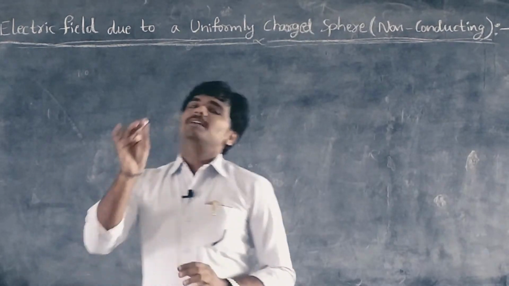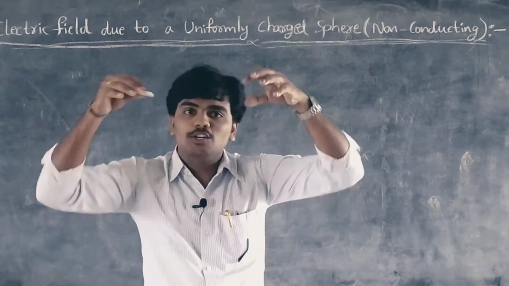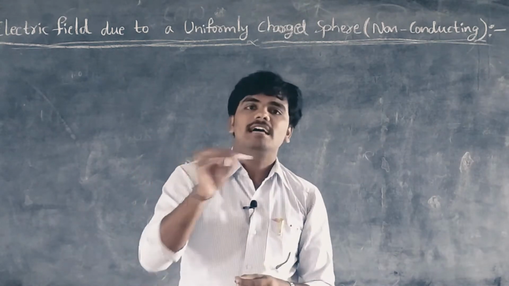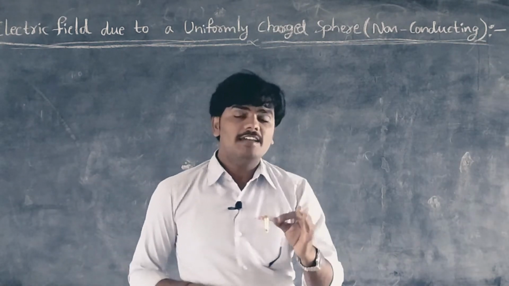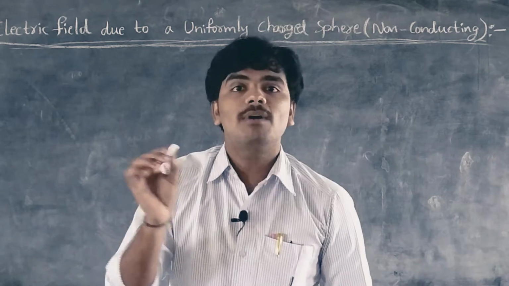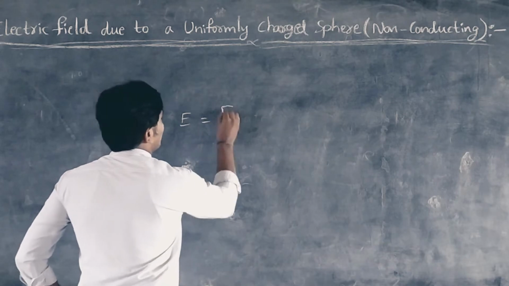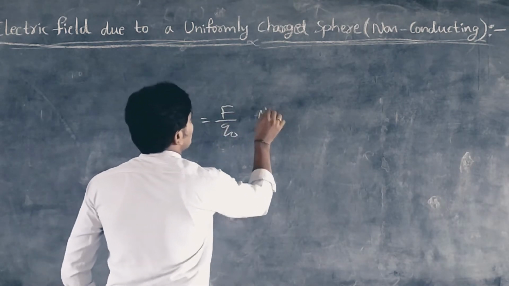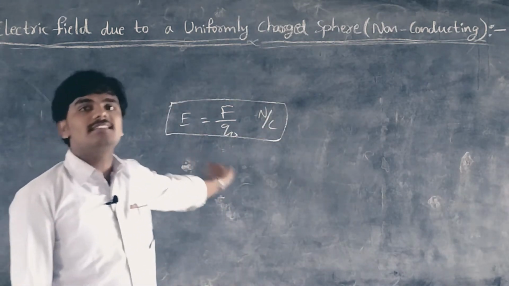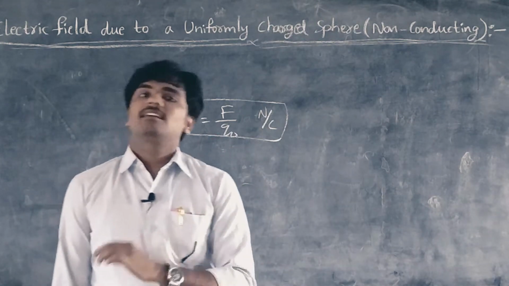First of all, what is meant by electric field? The region surrounding an electric charge or a group of charges in which another charge experiences a force is called electric field. The intensity of electric field E at a point is defined as the force experienced by a unit positive charge at that point. So we can write E is equal to F by q naught. Units are Newton per Coulomb. So this is the expression for intensity of electric field. It is obvious that intensity of electric field is a vector quantity.